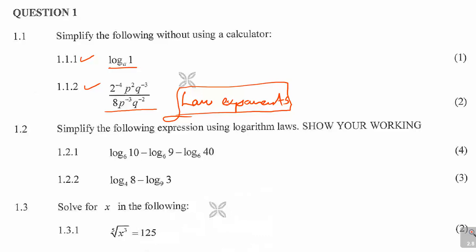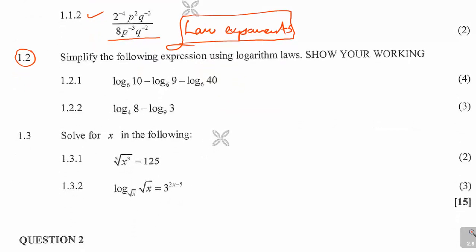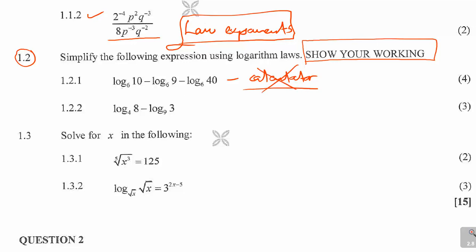As I said, question 1.2 says you need to simplify the following expression using laws of logarithms, and then says show your working. You see here they will be strict with your working and they put it in capital letters to say that while you're using laws, they don't want to see a calculator here, though they never specified. But be careful with your calculator. Don't use a calculator. You need to show your working. It's 4 marks. Be careful here of errors. But what you need to do is test your answer with a calculator.